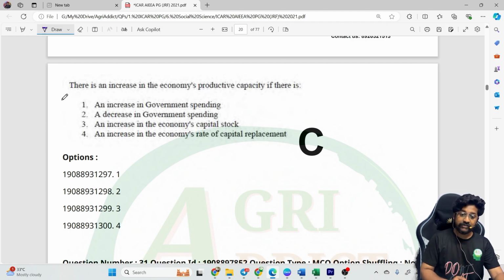But what happens with an increase in the economy's capital stock? An increase in the economy's capital stock is nothing but an increase in the investment, right? As the investment increases, obviously the capacity for the production also will be increasing. So therefore eliminating the other options, we can see that the increase in the economy's capital stock will be the correct answer. So the third option is correct.